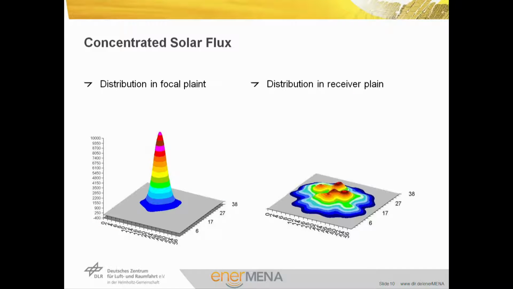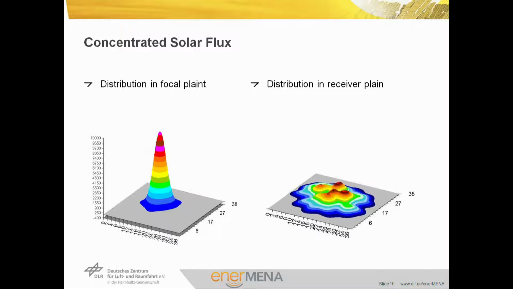The purpose of the parabola is to concentrate sunlight in the focal plane. We use so-called flux maps to describe the flux distribution on a surface. In the left figure, you can see the flux distribution of a parabolic concentrator in the focal plane. On the axis, you can see that we can reach 10,000 times the intensity of the sunlight, and even more depending on the quality of the dish.